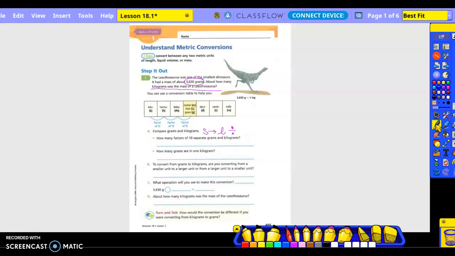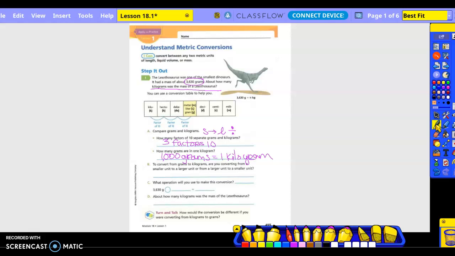So I'm going to go up to my handy little box, and here the middle is the grams, right? And then the kilograms is over here. So how many boxes are those apart? 3. So 3 factors of 10, right? So that would be 10 to the third power. Or what else? What's 10 to the third power? 1,000, right? So how many grams are in a kilogram? So there's 1,000 grams equal 1 kilogram.